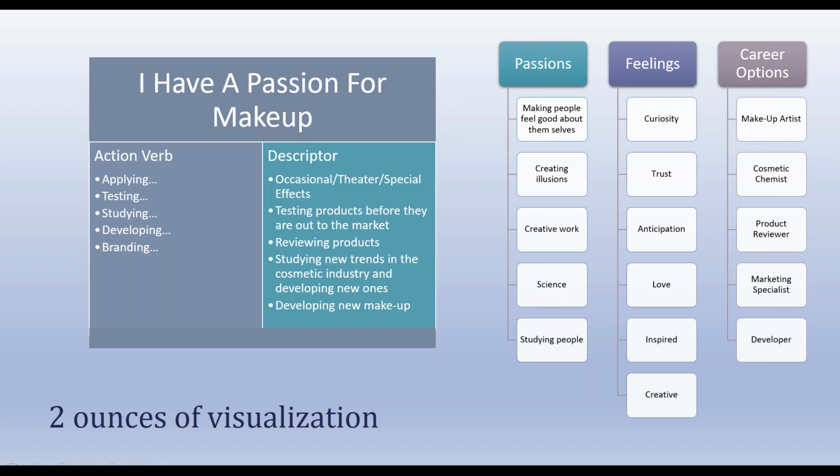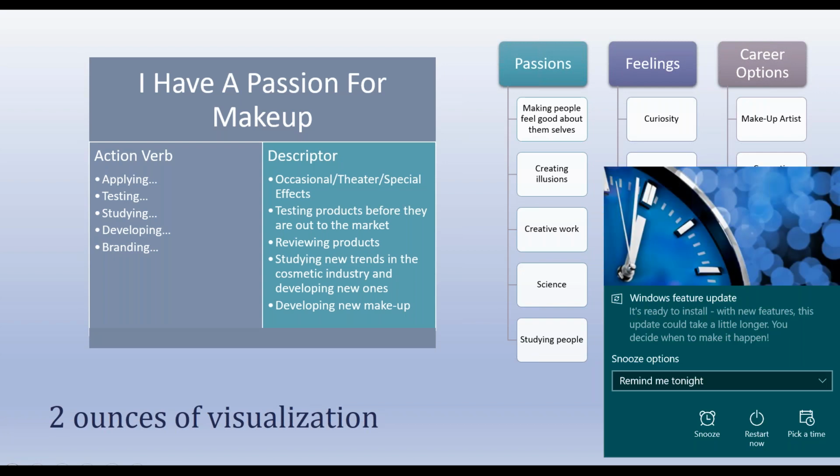So what are some career options for that student that has a passion in makeup? Some are to become a makeup artist, a cosmetic chemist, a product reviewer, a marketing specialist, a developer. So when you're listening to your student, you're asking these questions. It's not like, oh, I have a passion for makeup, okay, well then become a makeup artist. You don't know if that student loves makeup but doesn't know how to apply it, or doesn't want to apply it for the rest of their life, but they love science. That's where you could introduce them to becoming a cosmetic chemist and being that developer.